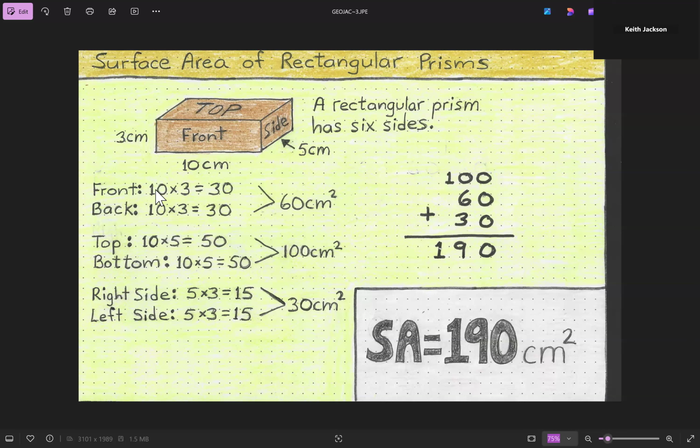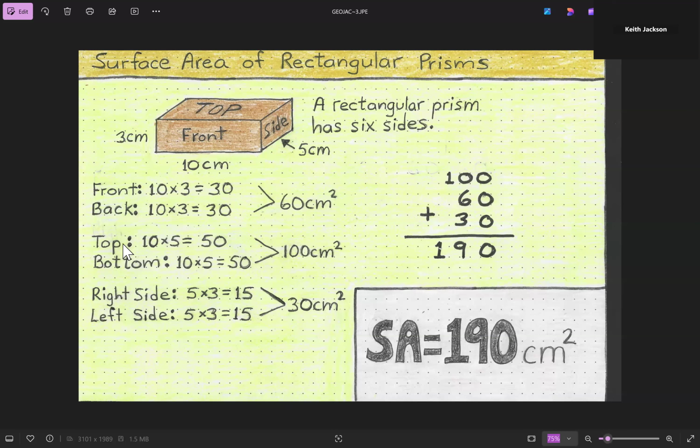Now let's take a look at the front and see the dimensions of it. Remember, all we have to do is just go length times width. And so here's what we have right here. We have 10 centimeters times 3 centimeters right here. And so we know that 10 times 3 will give us 30, because the front is 30 centimeters squared, then the back must also be 30 centimeters squared. And all we have to do is just add those two amounts right there, and we come up with 60 centimeters squared.